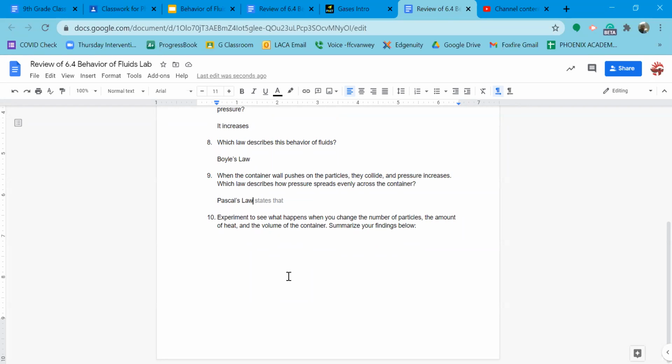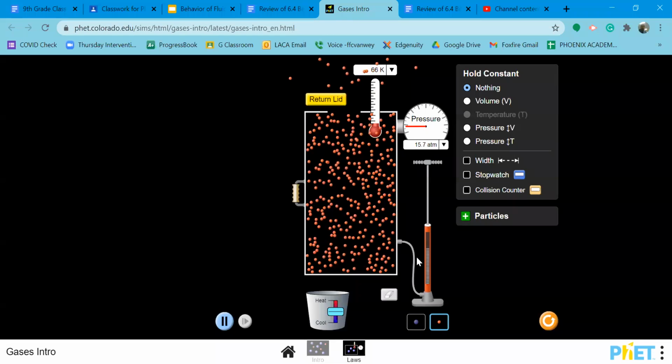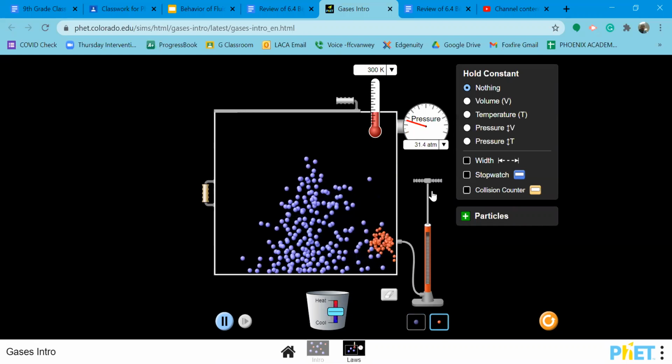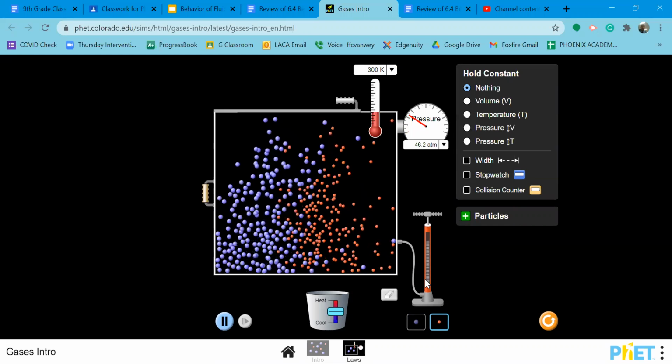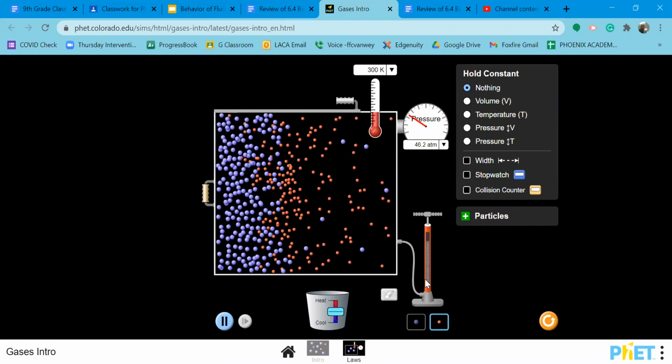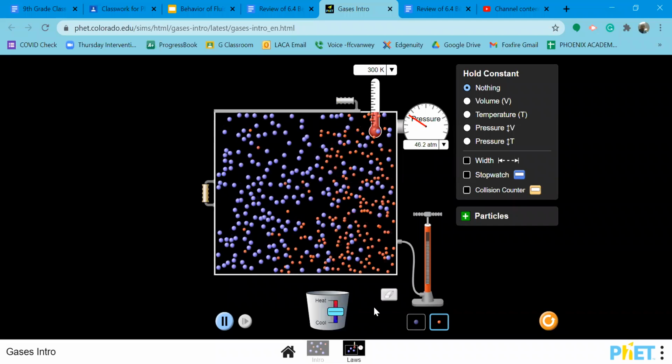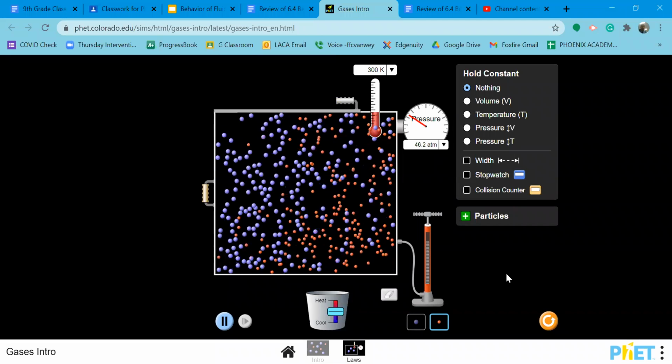Okay. And number 10 asks us to experiment to see what happens when we change the number of particles, the amount of heat, and the volume of the container. I'm not going to summarize those findings, but I am going to play with this just a little bit to show you guys some of what this app can do. So you can put in some blue particles, put in some red particles. Okay. Right now we have a heterogeneous mixture. And as it stirs and stirs here, the mixture will become more and more homogeneous.